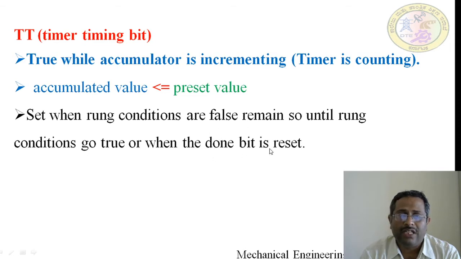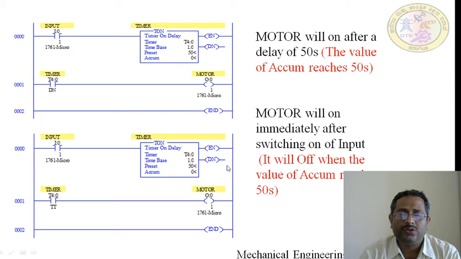I will explain the TT bit and done bit and the difference between these two bits with an example. These are two rung ladder diagrams to differentiate the done bit and timer timing bit. Here we are taking a simple example. The motor will start when the input is switched on. In between the motor and input we have inserted a timer on delay. When we use the done bit, the motor will turn on after a delay of 50 seconds. Here the delay is 50 seconds, that is the preset value is 50.